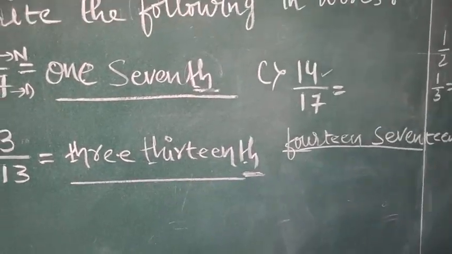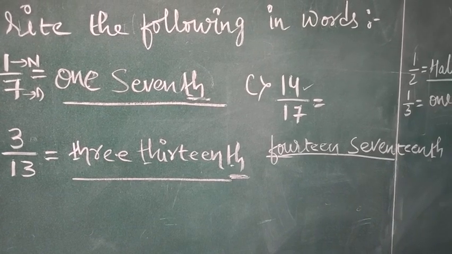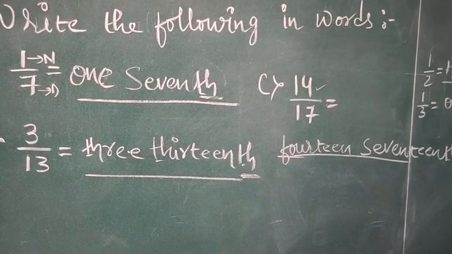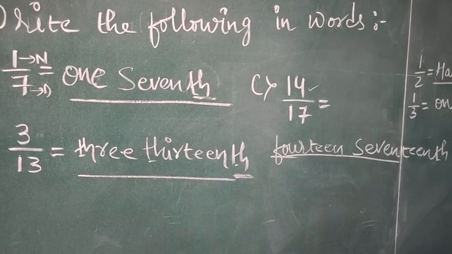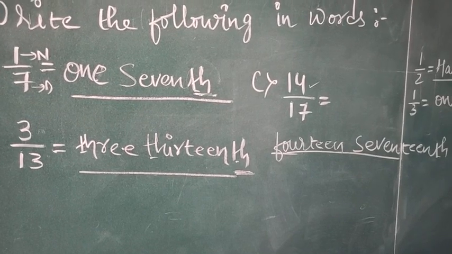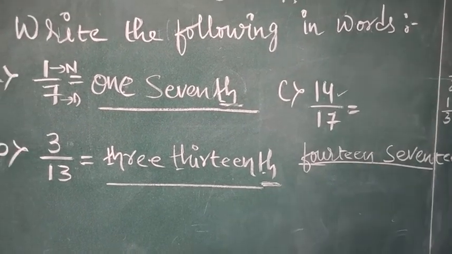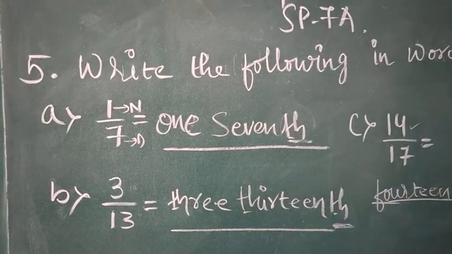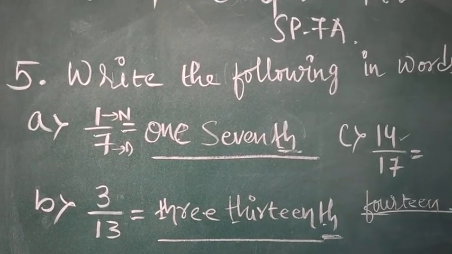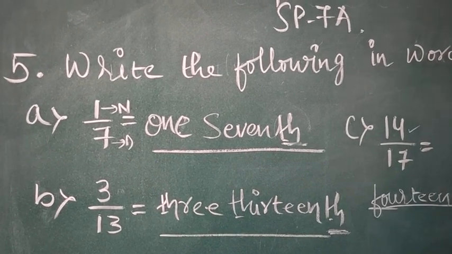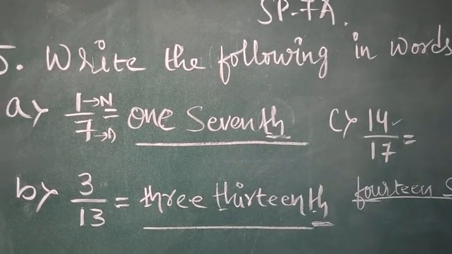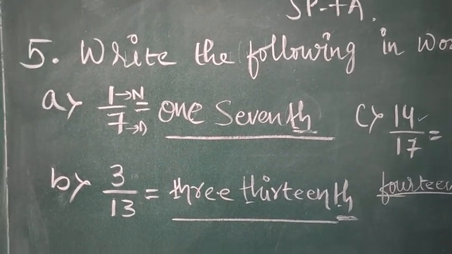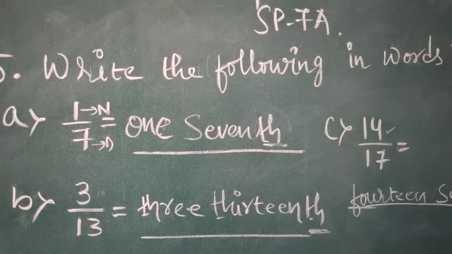Okay, so you may copy now. I have moved the camera, just wait for now. Okay, you may copy now. So this is the way of writing 1/7, 3/13, and 14/17. Alright children, so here we are over with question number 5. Now we will directly proceed to self-practice 7B. We will not do question number 6. You may try it at home. That is not very important.